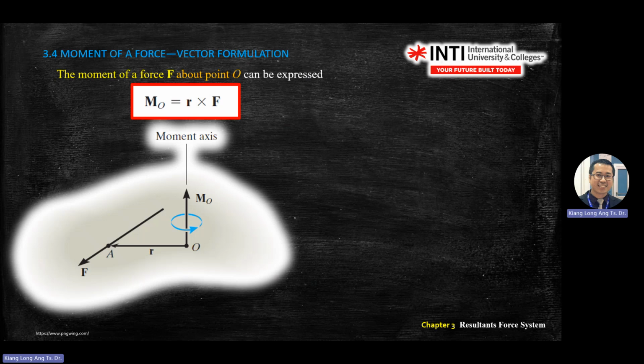It's different if you take force cross R. If you take force cross R, it means it's a negative moment already, so it goes down. So just stick to mine: for moment, always write R first, then force. R cross force. Okay, R cross force.